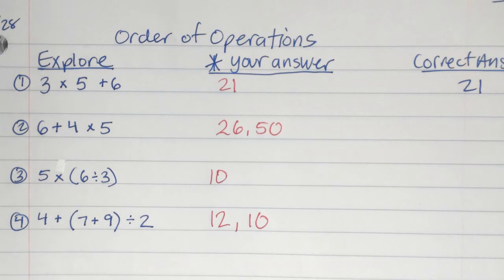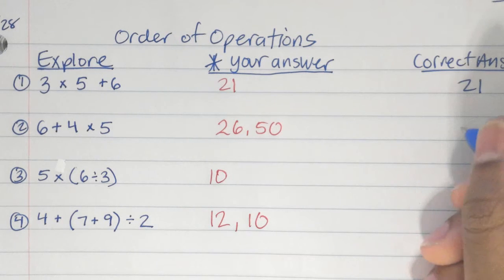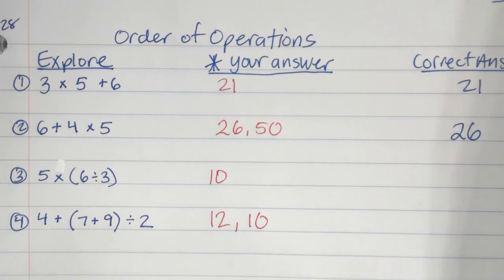All right, let's do the next one. If I type in 6 plus 4 times 5. Now, this is the one we had some debate about. Let's look. It says the correct answer is 26. So write down that the correct answer is 26. Now, I know some of you might be saying, Mr. Daniel, how on earth is it 26? I didn't get 26. We'll talk about it. Give me a minute. We'll talk about it.